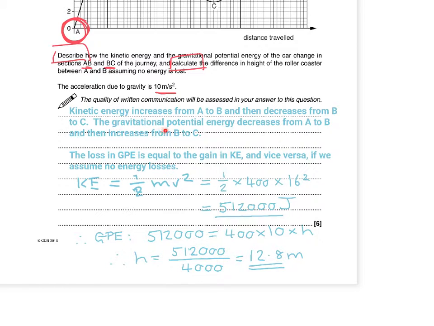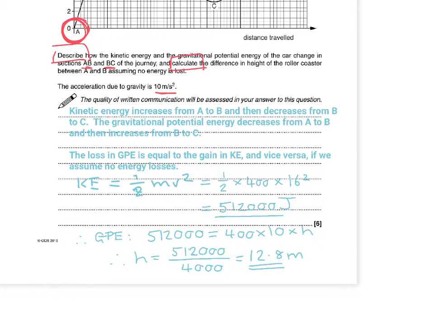Then the second part of it is really straightforward. Once you've interpreted the kinetic energy correctly, the gravitational potential energy just has the opposite effect. So when the kinetic energy is increasing between A and B, the gravitational potential energy decreases because it's going down the hill, and then increases from B to C. So this gets you a bulk of your 2 or 3 marks because you've described the energy changes correctly. I've just said here, to make it really clear, that the loss in gravitational potential energy is equal to the gain in kinetic energy, and vice versa, if we assume there's no energy losses.